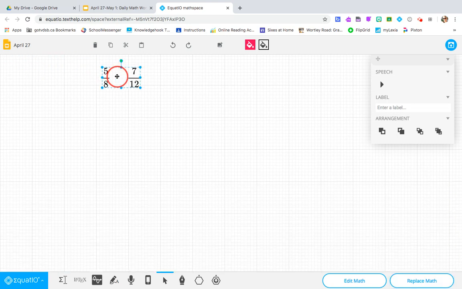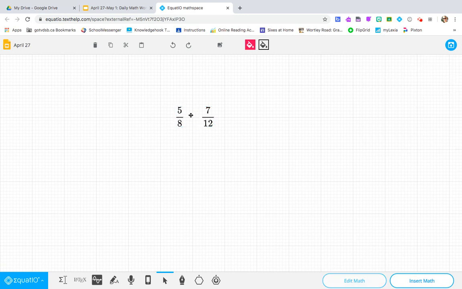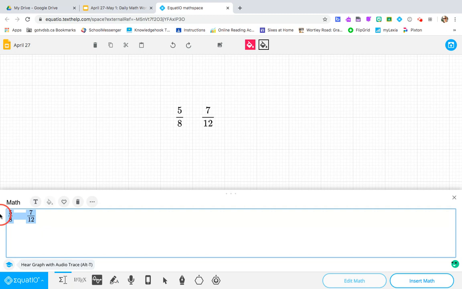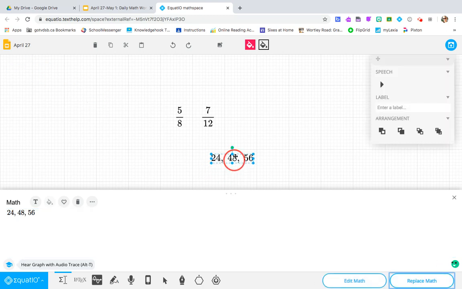Now, we are really good now at finding equivalent fractions after all the work in the last couple of days. So what we are going to do is find equivalent fractions for 5/8 and 7/12 until we find one that has a common denominator. Now, if I increase by 12 each time, I'm going to get 12, I can write these out for you. Then 24, then 48, and 56. And I could go on from there. Let's insert that in just so we have them on the side here. So those are our multiples of 12.